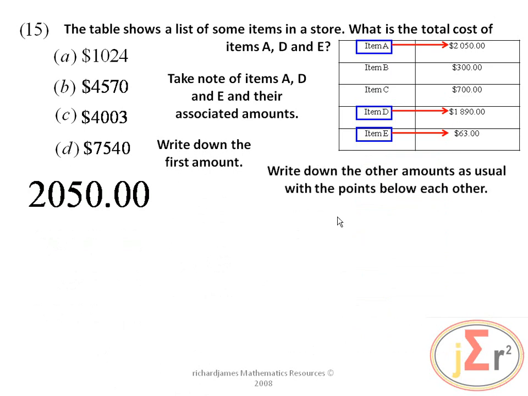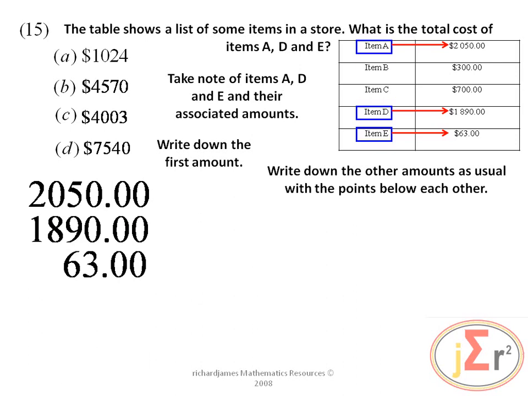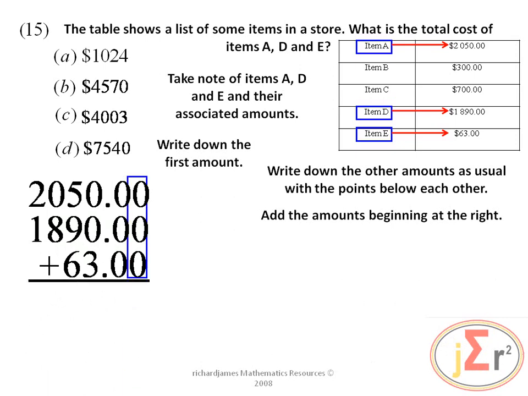Good. Write down the other amounts as usual with the points below each other. So the points must be aligned in this section also. Very nice. Okay. There we have them. Add the amounts beginning at the right. So zeros all to be added. The result is 0. Zeros all again to be added. The result is 0 again.